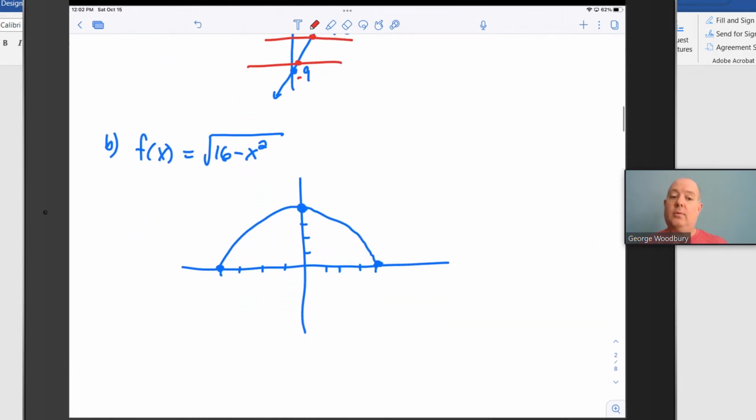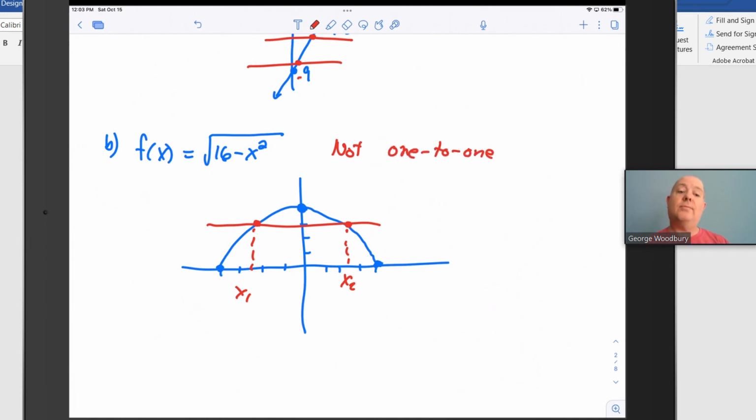The second function we worked with last time, the square root of 16 minus x squared, if we were to graph it, it's basically the top half of a circle. And if I draw a line here at y equals 3, there are two different places that produce that value, x1 and x2. That fails the horizontal line test. So this is not one-to-one.